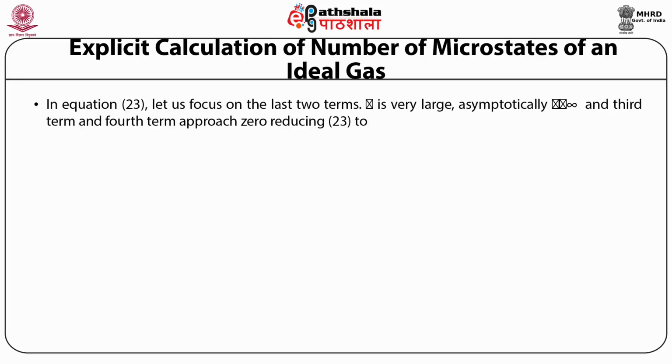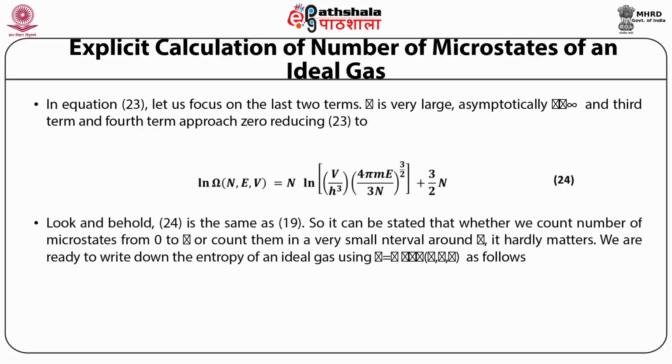Third term and fourth term approach 0, reducing 23 to log of omega as a function of n, E and V is equal to n multiplied by log of V upon h cube multiplied by 4 pi m E upon 3n raised to power 3 by 2 plus 3 upon 2 n. Look and behold, 24 is the same as 19. So it can be stated that whether we count the number of microstates from 0 to E or count them in a very small interval around E, it hardly matters.